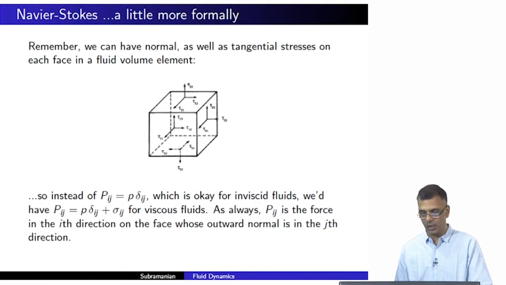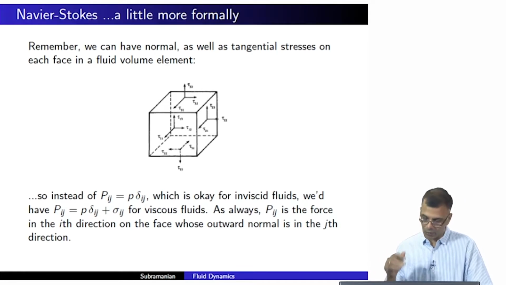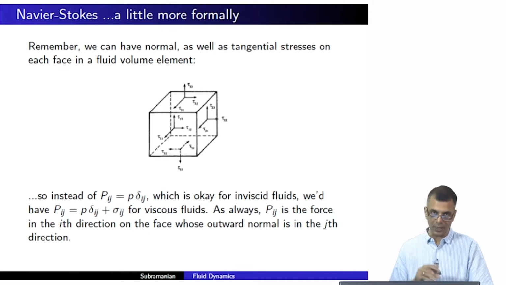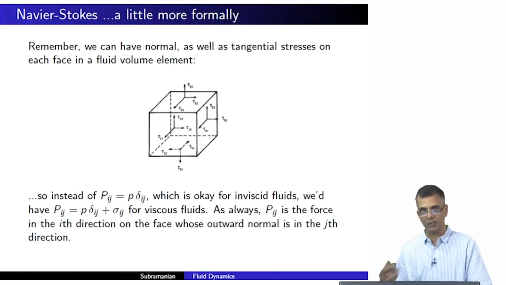As always, Pij is a force in the ith direction, i can be x, y, or z, on the face whose outward normal is in the jth direction. Again, j can be x, y, or z. If it so happens that j is equal to i, you have Pxx or Pyy or Pzz. If not, you have the shear stresses. So when i is equal to j, you get the diagonal elements of the pressure tensor. If not, you have the off diagonal elements, right? We've said this before, and what we're now saying is no different from that.